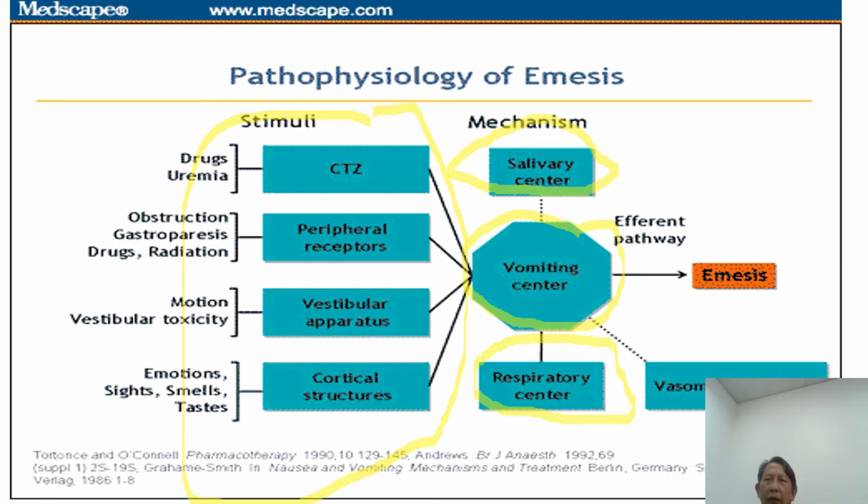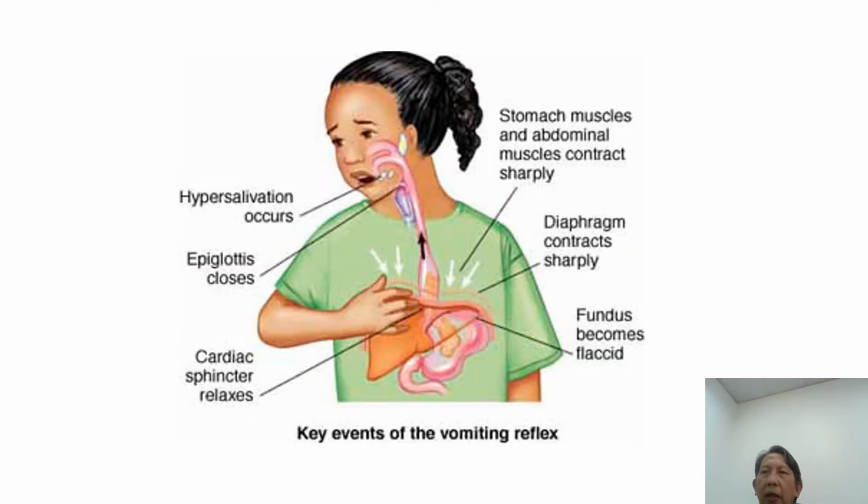This diagram shows the key events of the vomiting reflex. The fundus of the stomach becomes flaccid, the diaphragm contracts sharply, the stomach muscle and abdominal muscles contract sharply, hypersalivation occurs, the epiglottis closes, and then the cardiac sphincter relaxes. So these are the key events of the vomiting reflex.